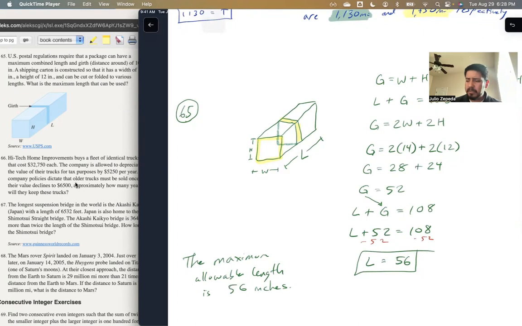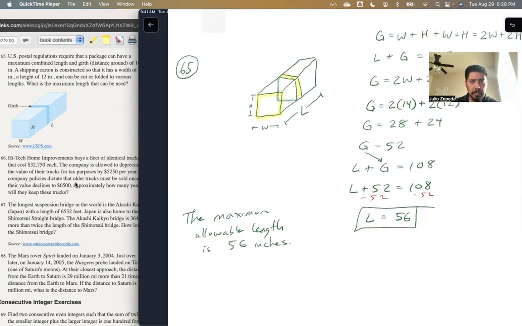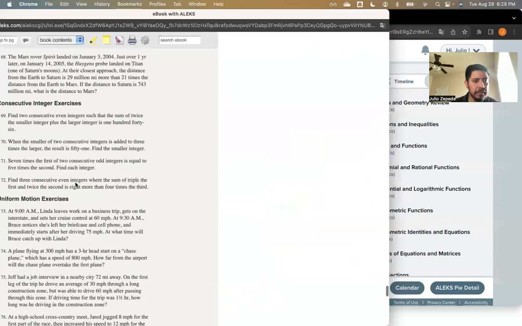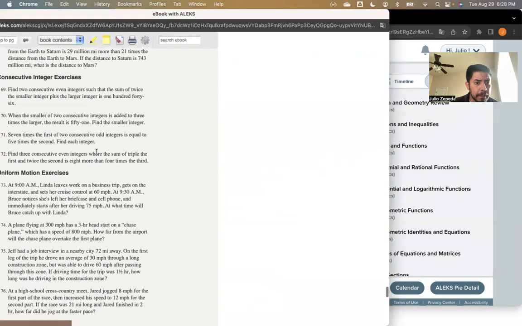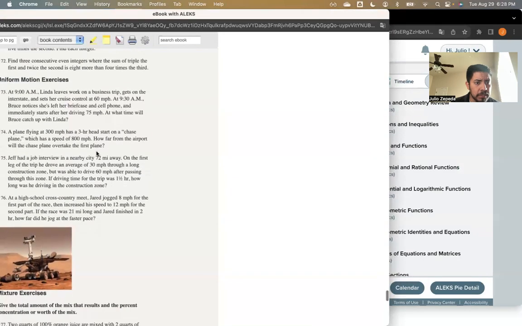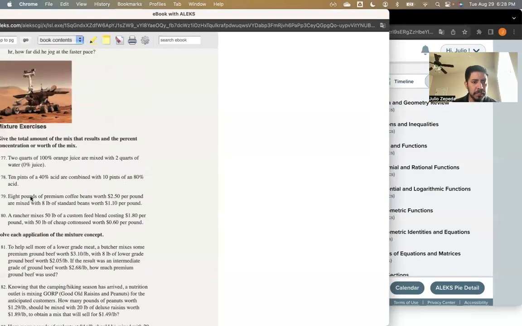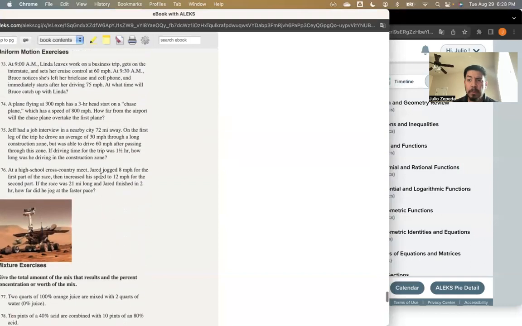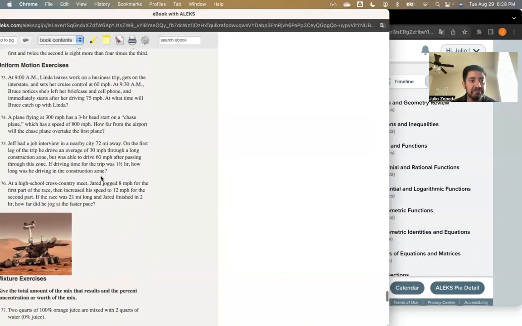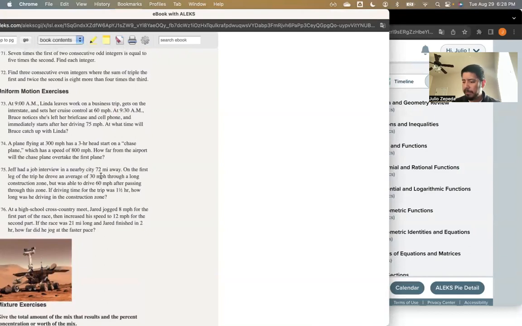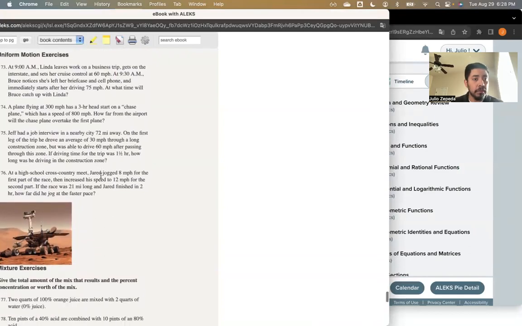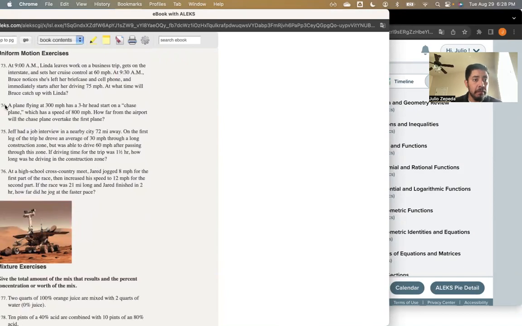Okay, so these problems are not too bad. I know that some of these problems over here are a little bit more challenging. So we'll do one of these more challenging problems. I don't want to do any mixture problems because these are challenging also, and I don't think they come up on the worksheet. So that might not be the best use of our time. So let's just choose one of these uniform motion problems. How about number 74? This will be the last one for sure.